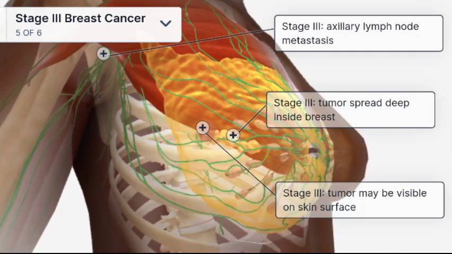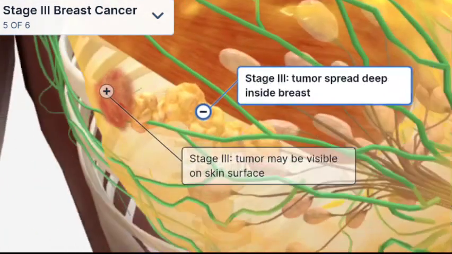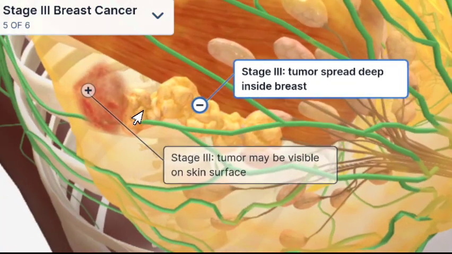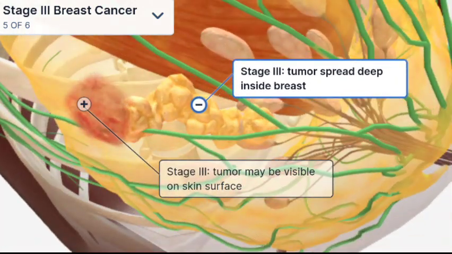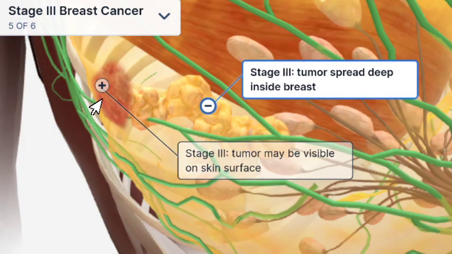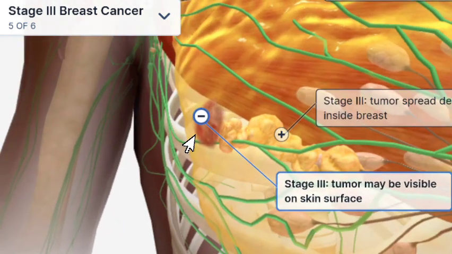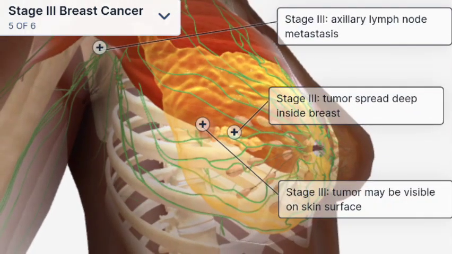Also, take a look at how deep the tumor has spread within the breast. Notice this. You can see the size of this tumor. Notice the size of the tumor. Now, what else can you notice here? You will see that the tumor may be visible on the surface of the skin. Take a look at this. This red lesion you can see on the surface of the skin is a result of the growth of this tumor. So basically, in stage 3, more metastasis has occurred, mostly within the regions of the chest.